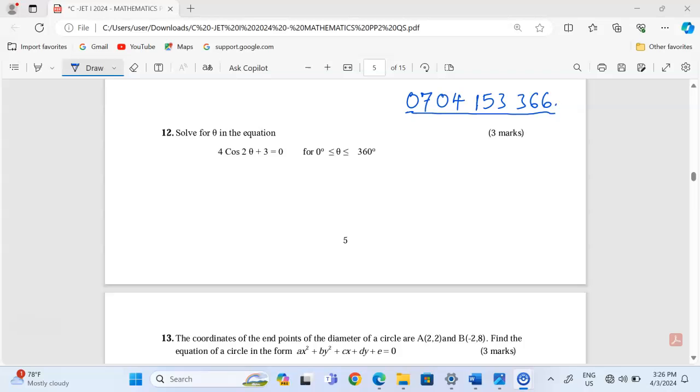We're going to look at a trigonometric equation. Solve for theta in the equation 4 cosine of 2 theta plus 3 equals 0, for theta ranging between 0 and 360 degrees.